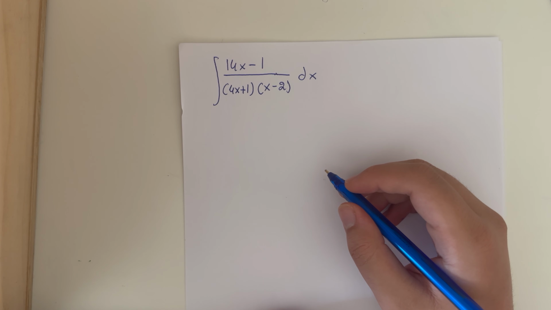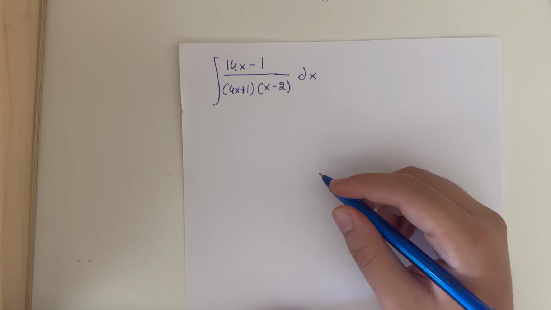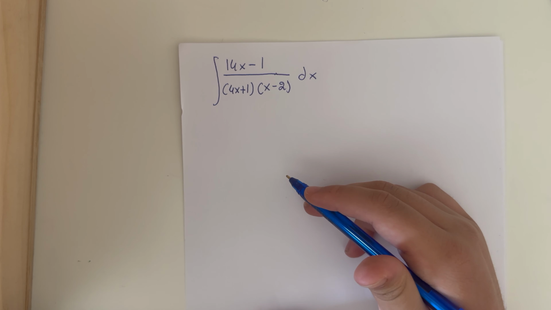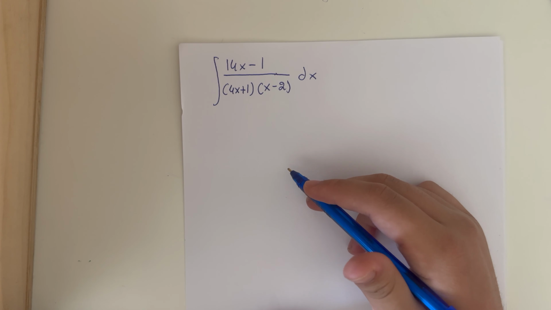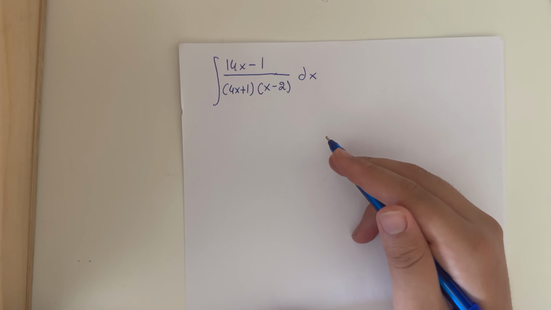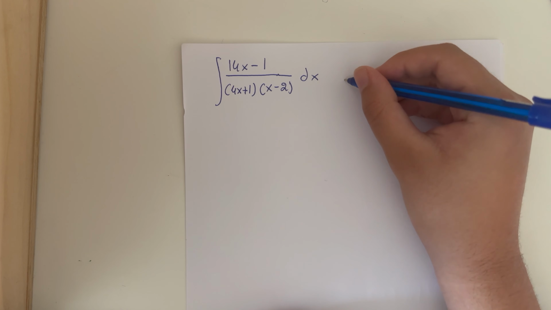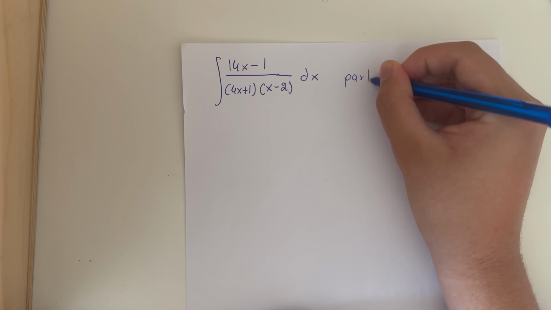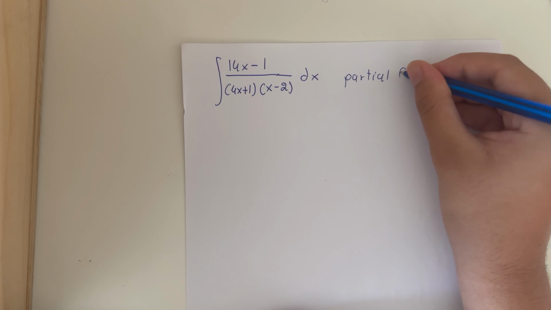Today I will be solving this indefinite integral. So we have the antiderivative of (14x minus 1) over (4x plus 1)(x minus 2) with respect to x. And I'm going to be doing this using a method called partial fractions.